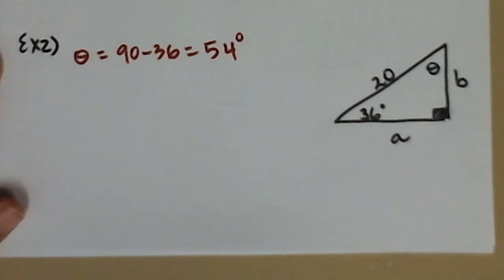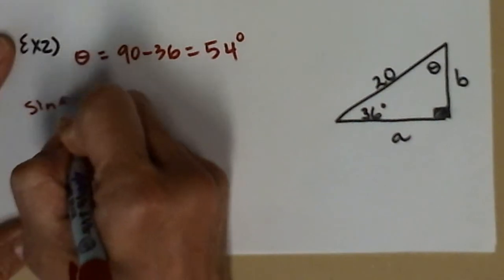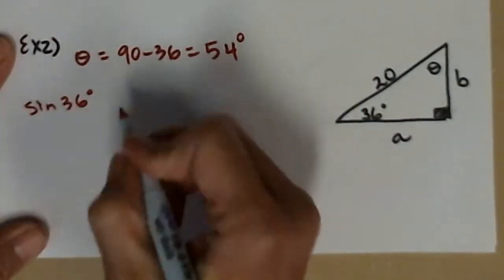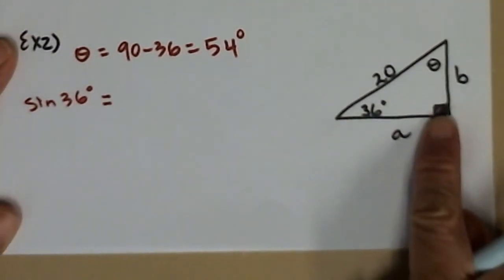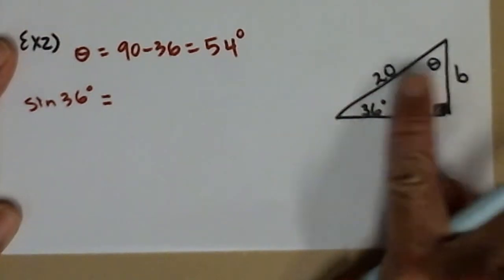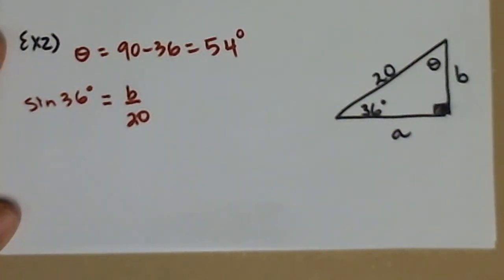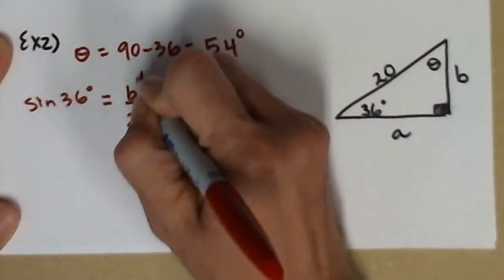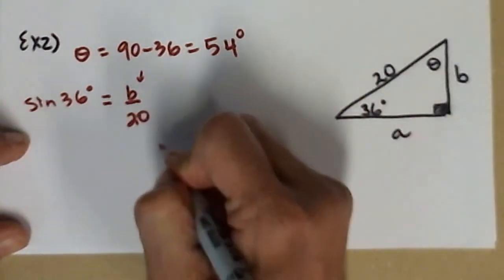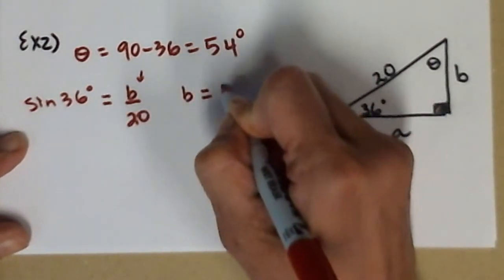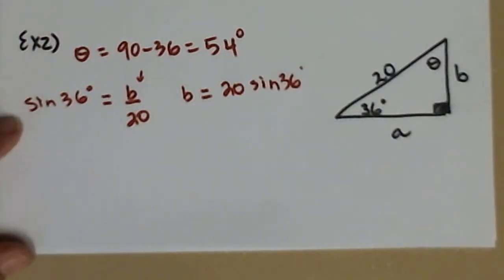So let's see. What are some relationships I might know? What if I talk about the sine of 36 degrees? That's a number my calculator can approximate for me. But in my right triangle, I know that that's equal to the side opposite, b, over the hypotenuse. So the sine of 36 is b over 20. Well, I'm looking to solve for b, so I can solve this equation for b. So multiply both sides by 20, and that'll give me b equals 20 times the sine of 36 degrees. And then it's a calculator problem.